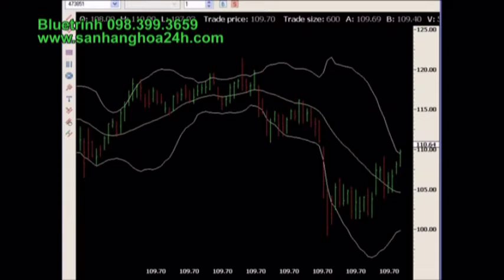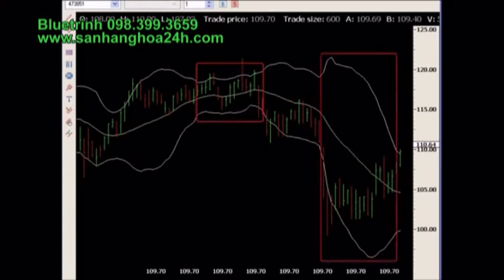which are equidistant around a center line, you'll notice on our chart here, the center line is the yellow line, and it has two white lines that dynamically adjust according to volatility. The narrower the bands around the center line, the less the volatility, and the wider the bands around the center line, the more volatility there is.